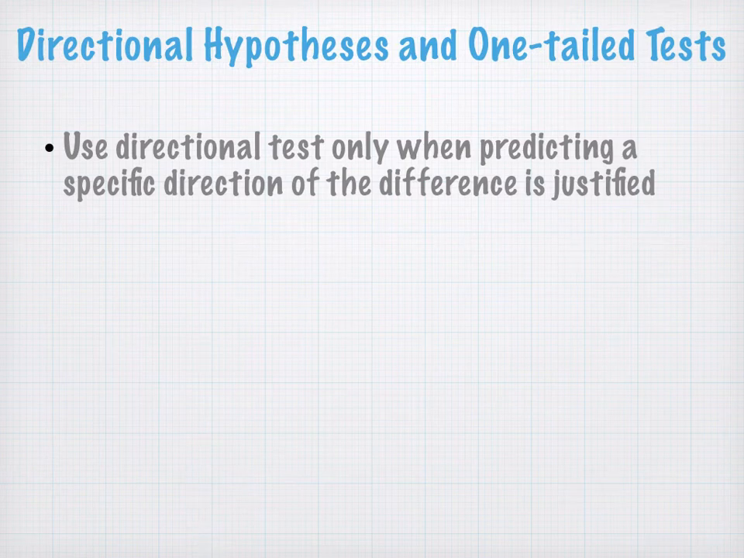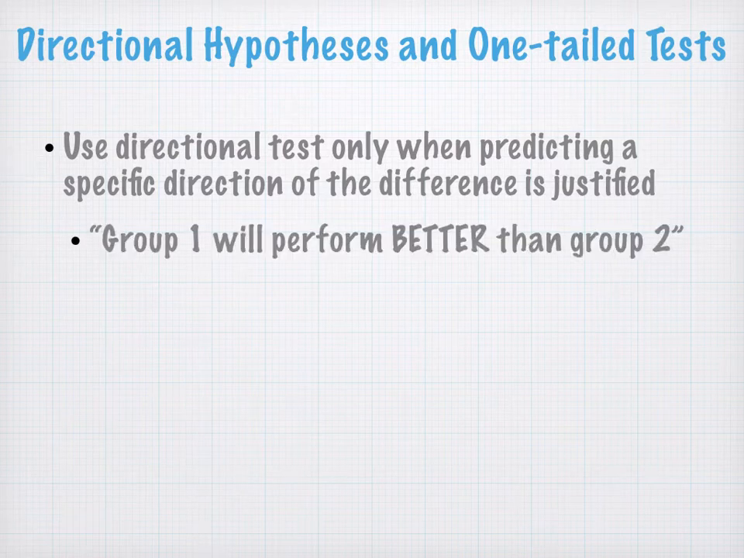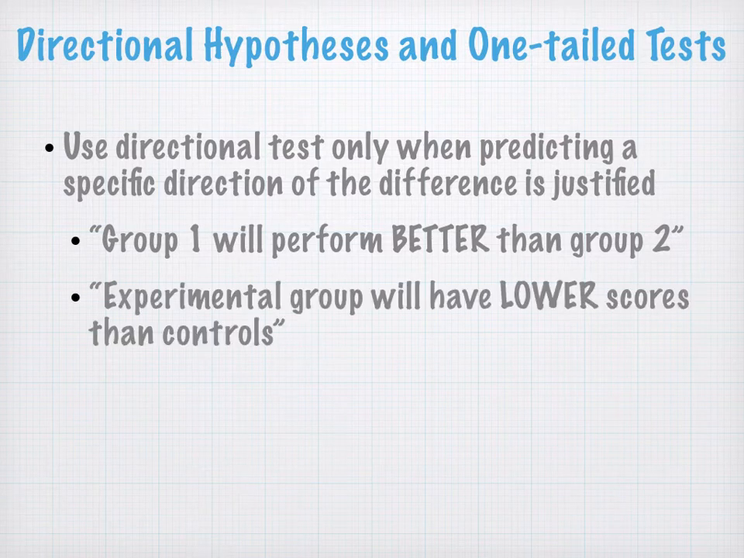A one-tailed test has a directional hypothesis. What that means is the researcher has predicted a specific direction of the effect. So we think that group 1 will perform better than group 2. That's a direction. We think that group 1 scores might be higher than group 2 scores. We're talking about a direction there. You can do an arrow one way or the other. Experimental group will have lower scores than controls. Again, you see direction in that hypothesis.